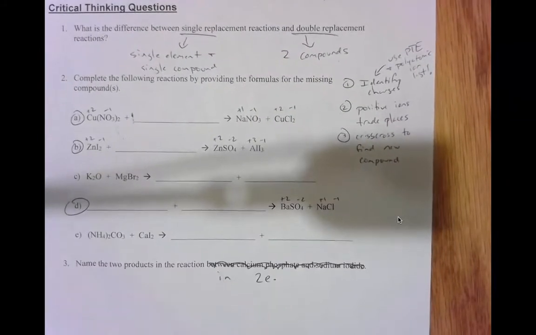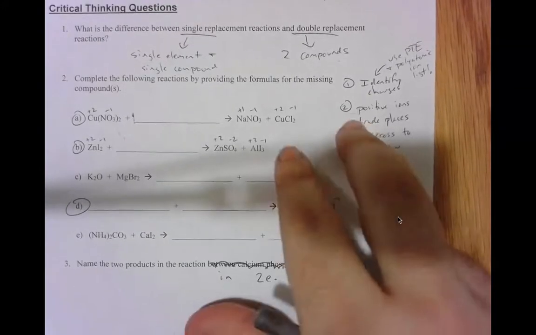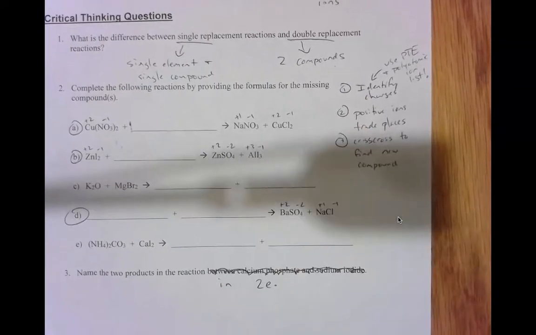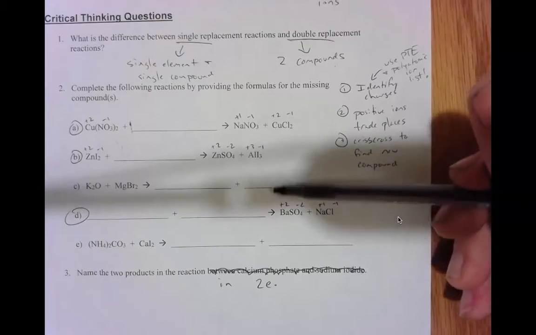So when we are completing the following double replacement reactions, there are a few steps we need to follow, and they end up being the same as the single replacement. So we need to identify the charges, then the positive ions trade places, and then we crisscross to find a new compound. So I've got a few of them circled that I'm going to help you with, and then I'm going to want you to do C and E.